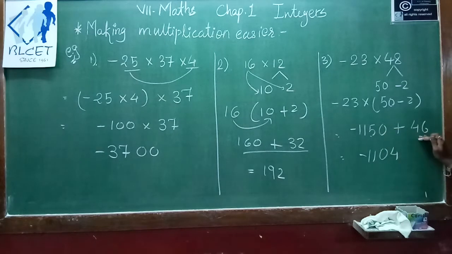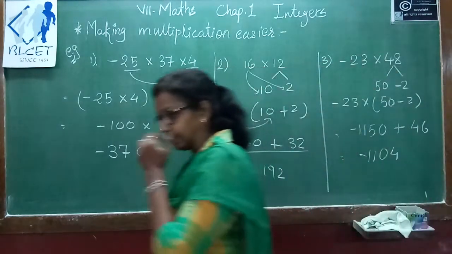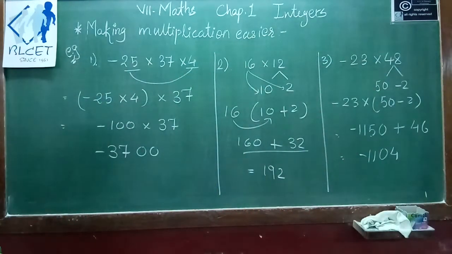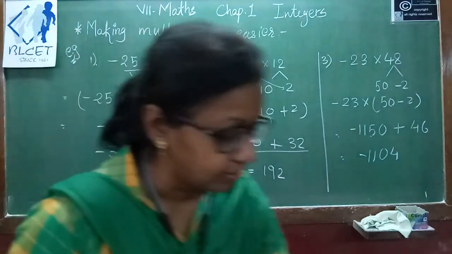Simply 1150 minus 50 you will get 1100. But here 4 is left. So 4 you can directly add over here. So 1104. So this way very easily you can do the calculations. Okay. Any query you can ask me. Some more examples we will see on the basis of this.